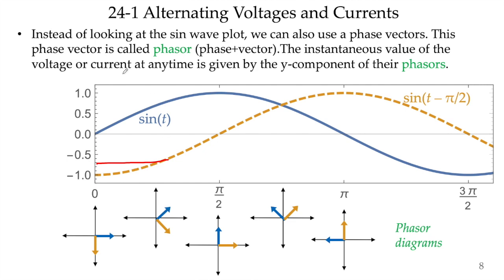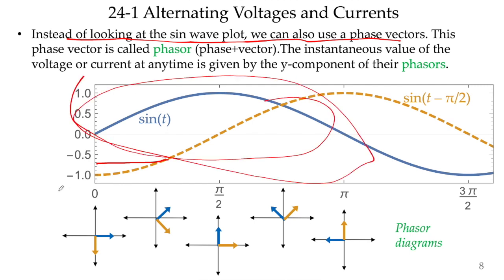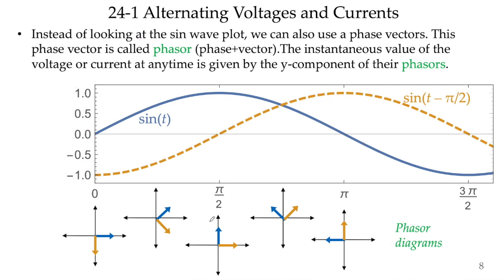Okay, so here it says, instead of looking at the sine wave plot, we can also use the phase vector. So all the information here in the sine wave plot is actually encoded here into the vectors. Now, it's easier to look at the vectors than the sine waves. That's why we're going to use phasor diagrams. So it's another way to show the waves, basically.